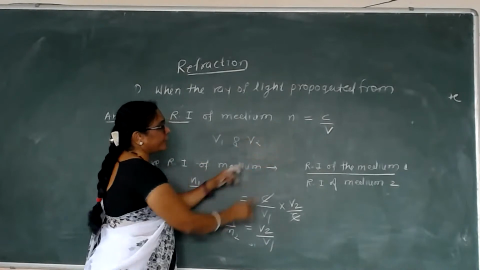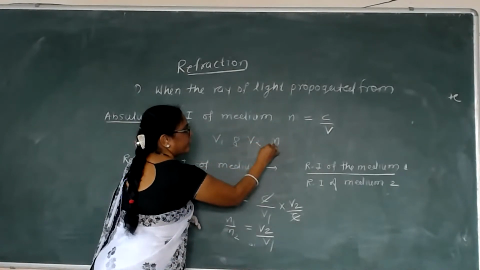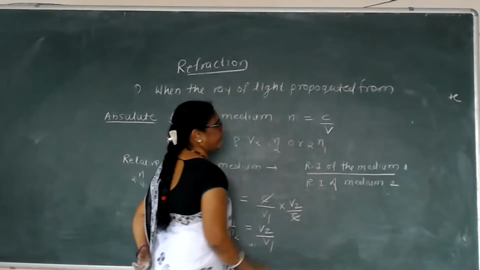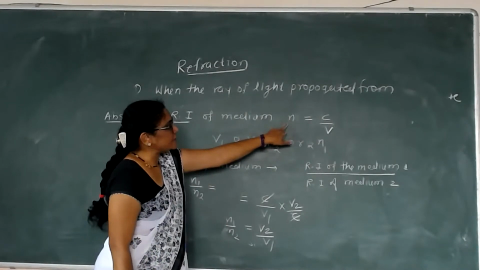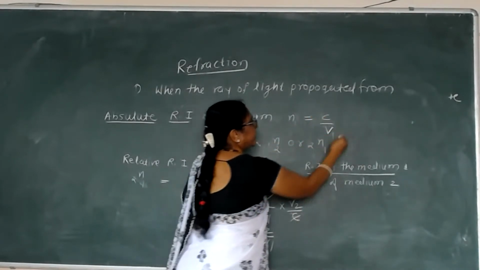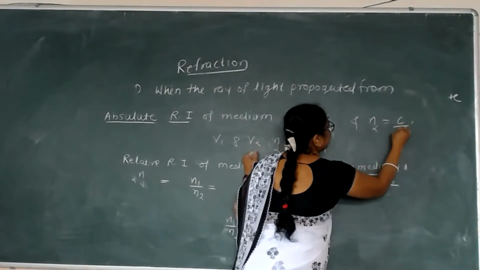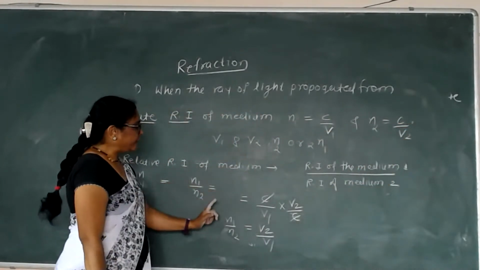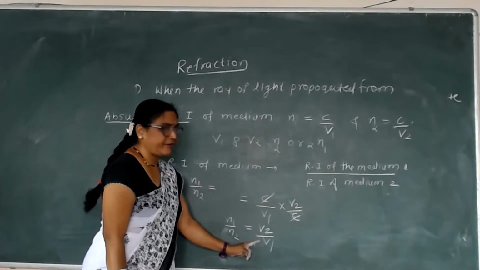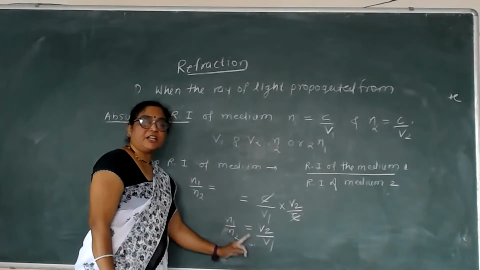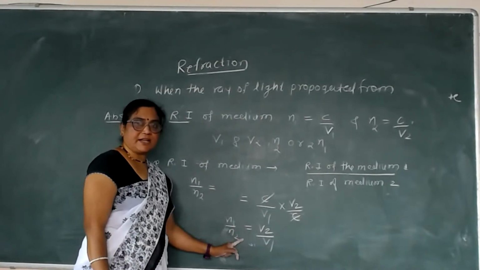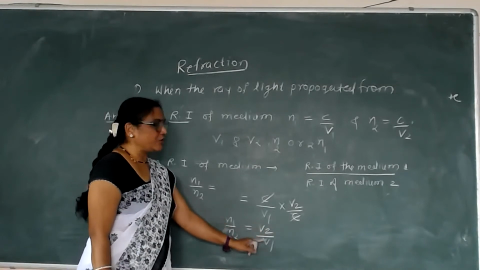So when the ray of light is propagated from the first medium to the second medium, 1 to 2, or from the second medium to the first medium, the relative refractive index for the first is n1 equal to c by v1, and n2 is equal to c by v2. Therefore, n1 by n2, we take the reciprocal, and we get v2 divided by v1. This means the velocity changes depending upon the refractive index of that medium. If the refractive index is more, the velocity of light is less. Therefore, n1 by n2 is equal to v2 by v1.